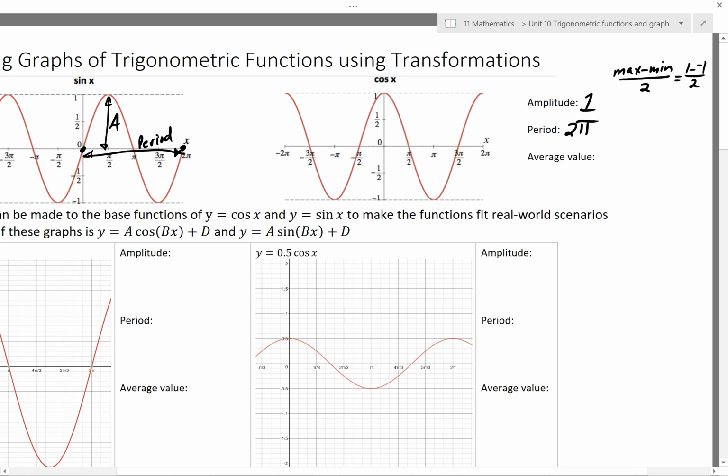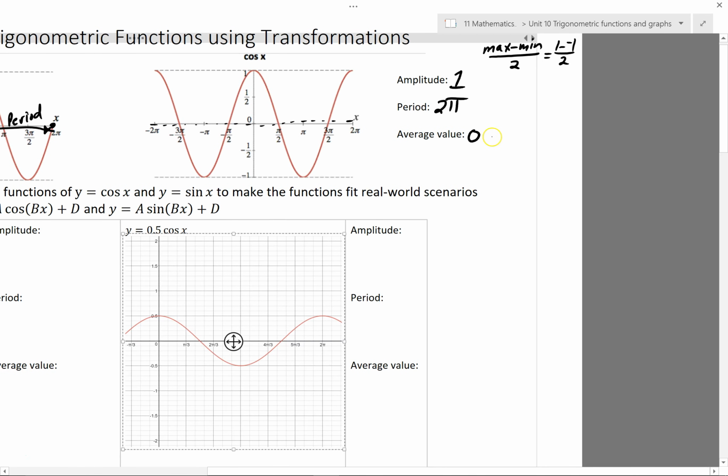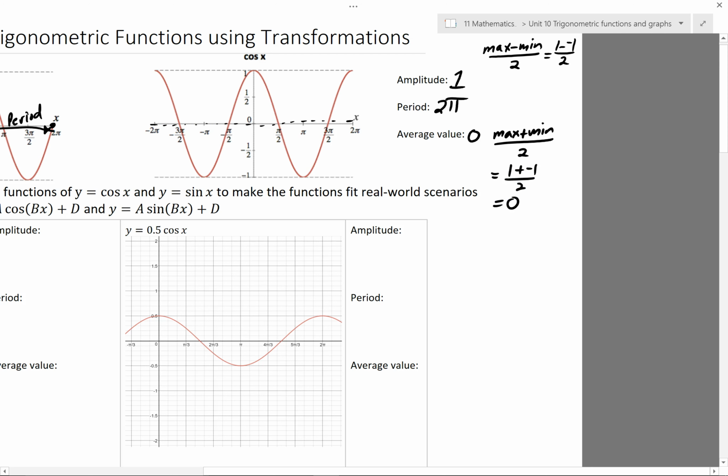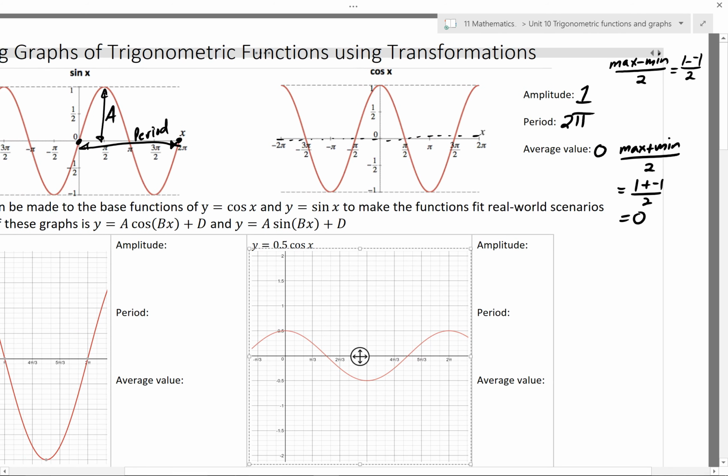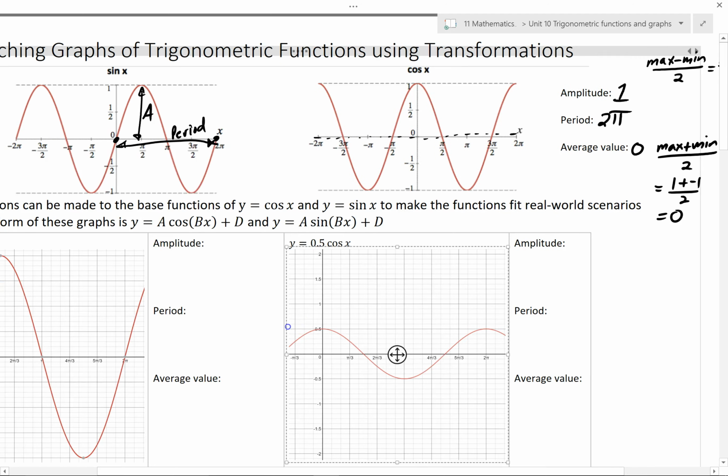The average value is where we have the symmetry. So we can see for cosine, I have symmetry at y equals 0. The way I can find this is by finding the average of the maximum and the minimum values. So my maximum is 1, my minimum is minus 1, divided by 2, I'll get an average value of 0. Those three values, amplitude, period, and average value, are going to be what determines these three letters in our cosine or sine graph.